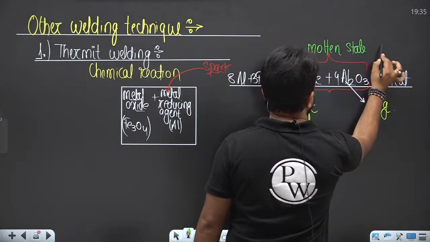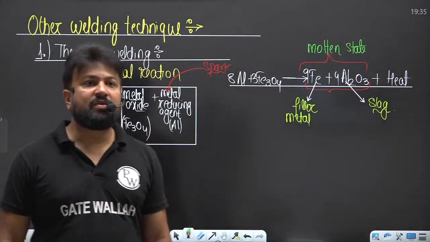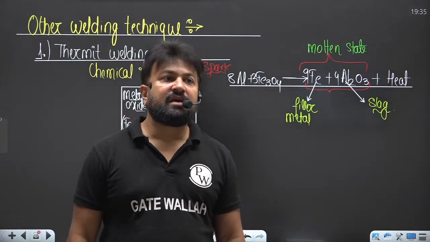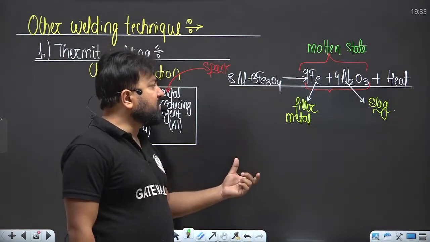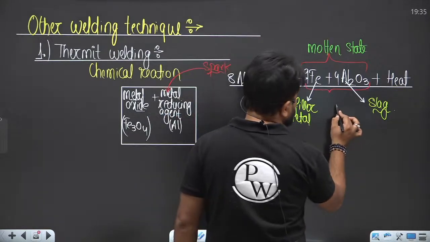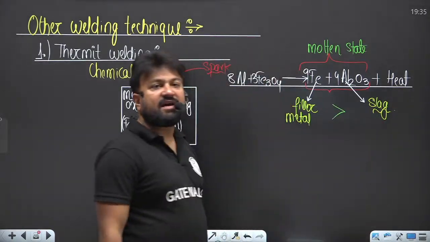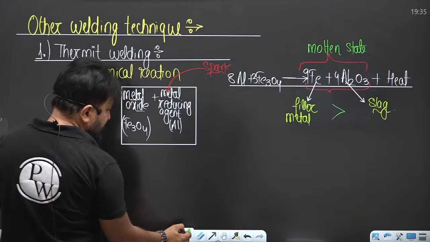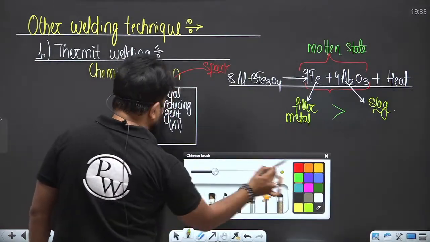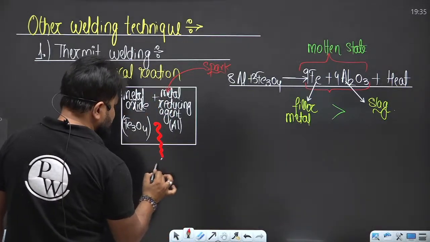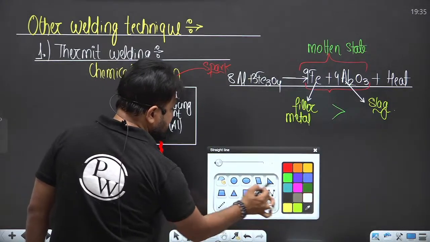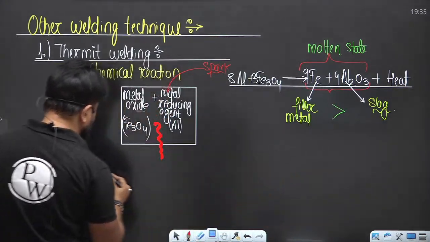They are in molten state. Is that point clear? They are in molten state, okay? Because they are in molten state, the filler metal is denser than the slag. So here the filler metal will come out first, and generally this is used to join the railway track.